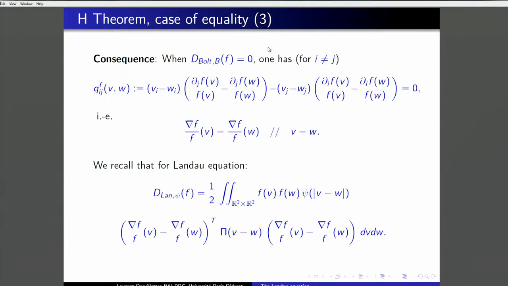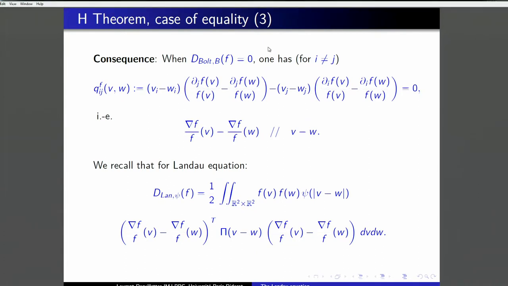This is just the cross product between v minus w and gradient f over f of v minus gradient f over f of w. Those are just the components of the cross product. And so to say that this quantity is equal to zero exactly amounts to say that the gradient f over f of v minus the same quantity at point w is parallel to v minus w for all v and w.